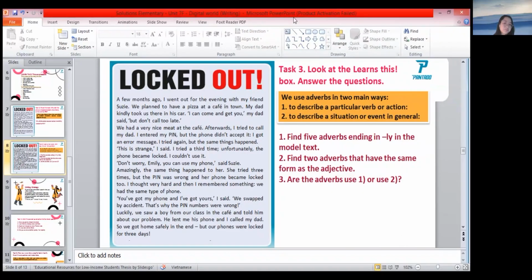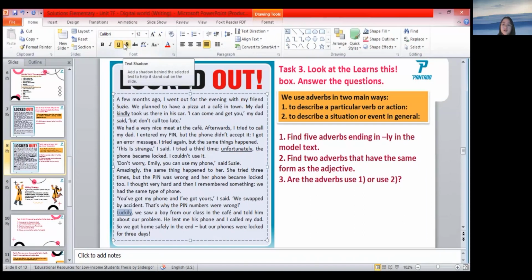Okay. I'm done. Okay, so what are the 5 adverbs ending in "ly" in the model text? It's kindly, unfortunately, here, luckily, luckily here.